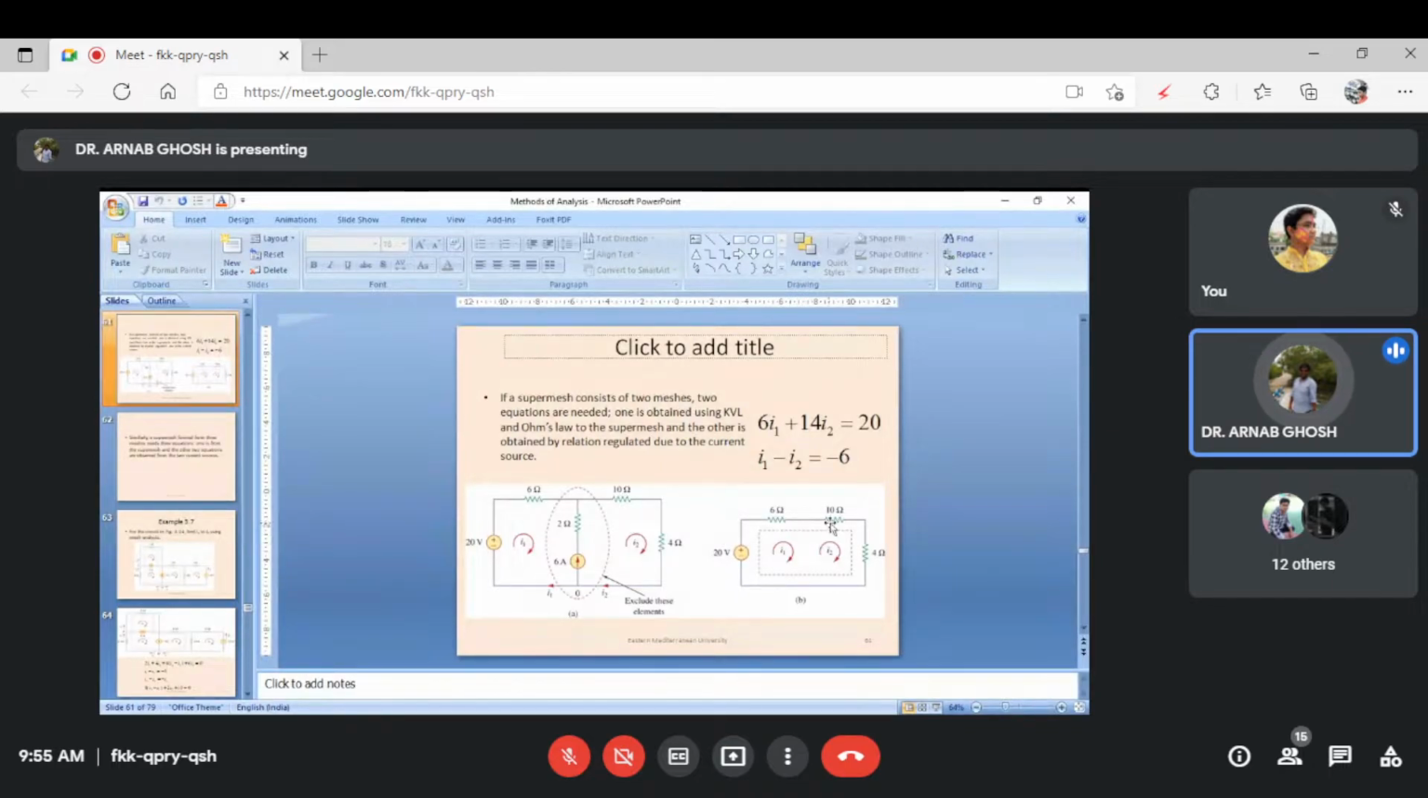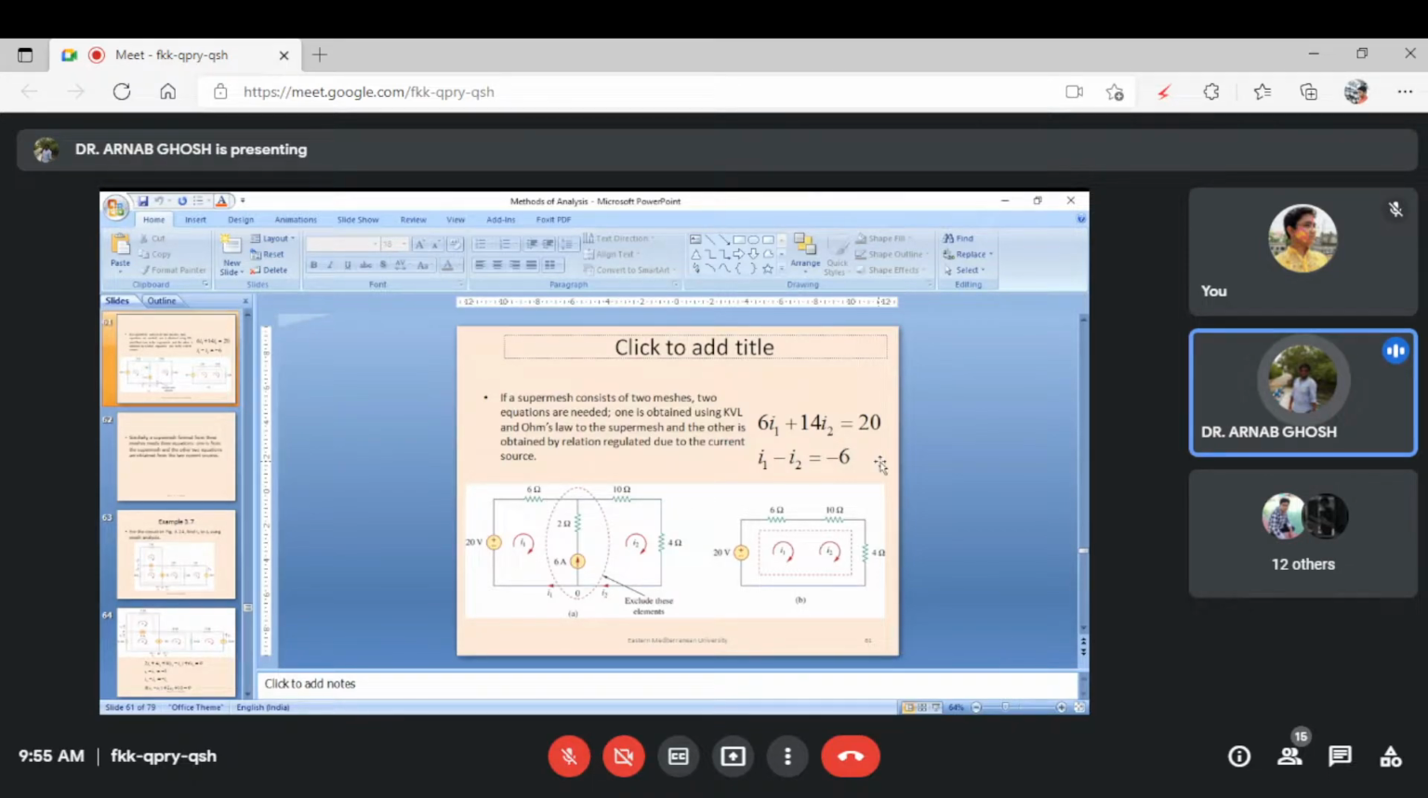6I1 plus 10I2 plus 4I2 minus 20 is equal to 0, or 6I1 plus 14I2 is equal to 20. So we are considering one of the equations by considering this as a single loop or a single super mesh, and the other is obtained through this current source, the constant through this current source. So basically you are getting again two equations to solve I1, I2.